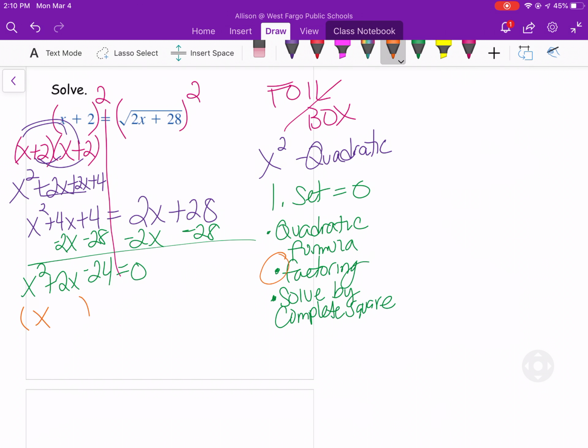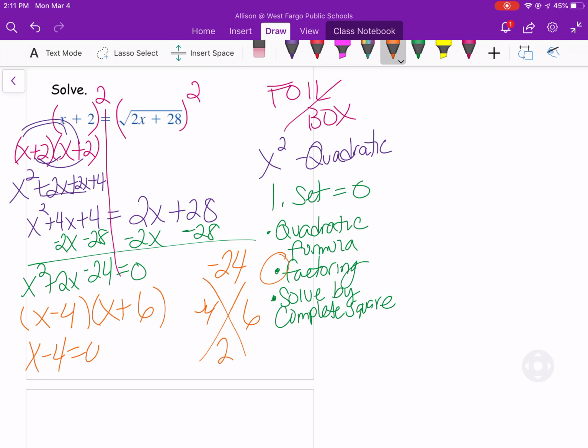Can I factor it? So it'd be x times x gives me x squared. Needs to multiply to negative 24, add up to 2. And we do have negative 4 and 6 that multiply to negative 24, add up to 2. So we got x minus 4 and x plus 6. Now to solve by factoring, then you set each factor equal to 0, and we get x equals 4 and x equals negative 6.